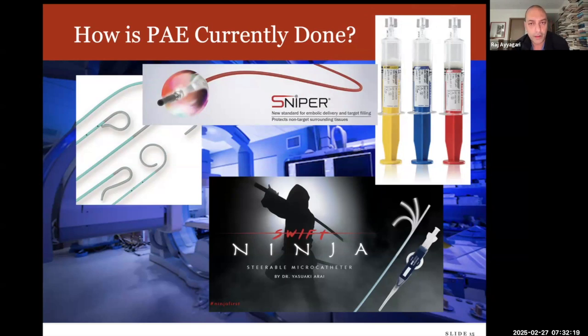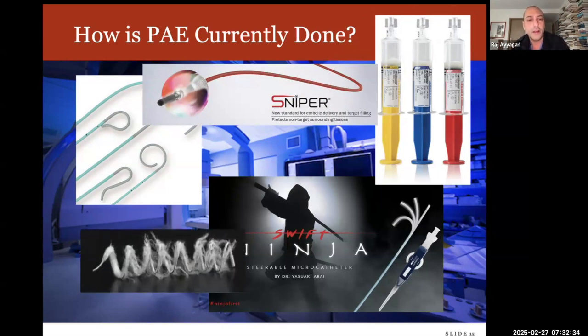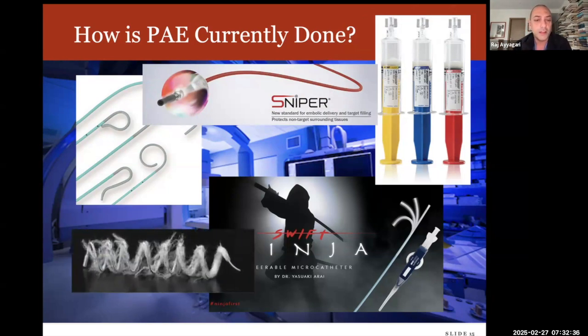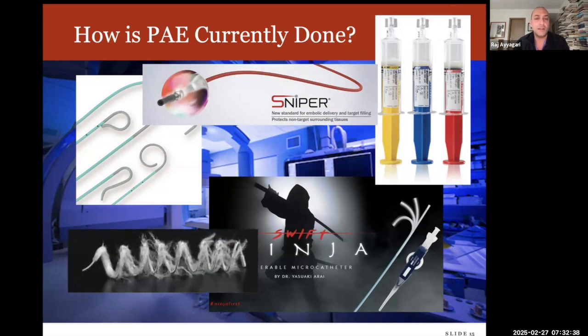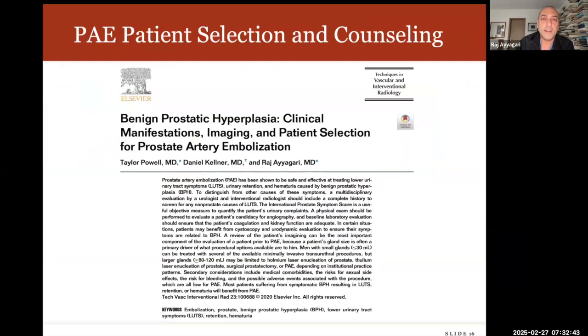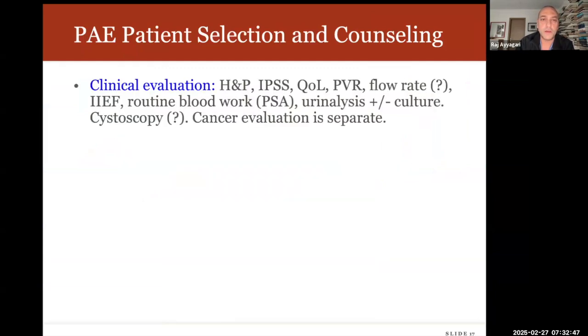I don't know if you guys ever have glue available. Not something I would consider. It's a new thing, and there are only a few places that really use it, so it's still very new. Beads would be the standard, but glue is really cool. Sometimes we'll use coils to plug up the collaterals so we don't get the embolic agent into the wrong arteries. And this is just a paper I wrote about patient selection, which we won't really bother with.